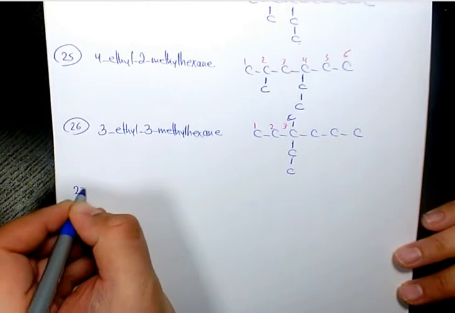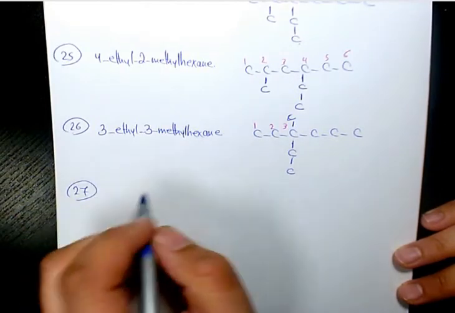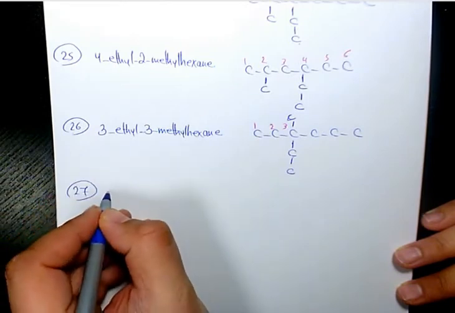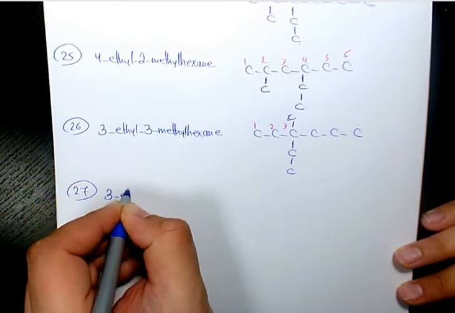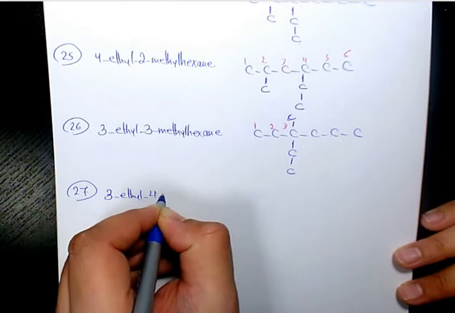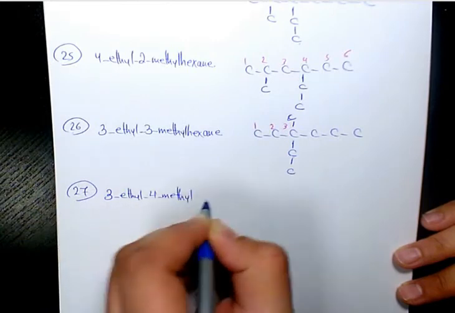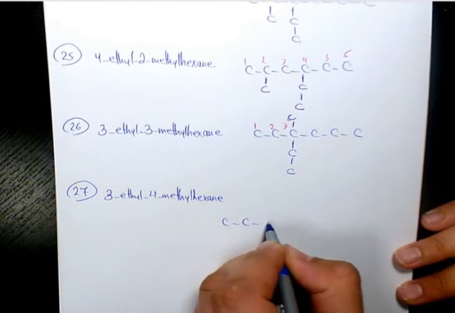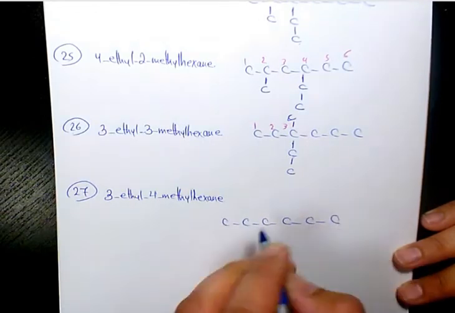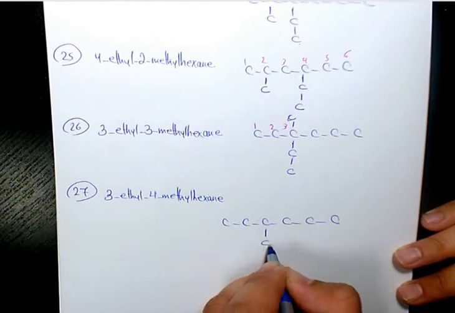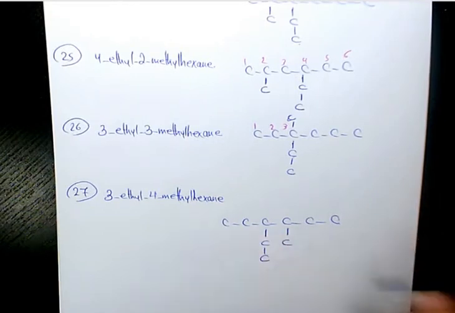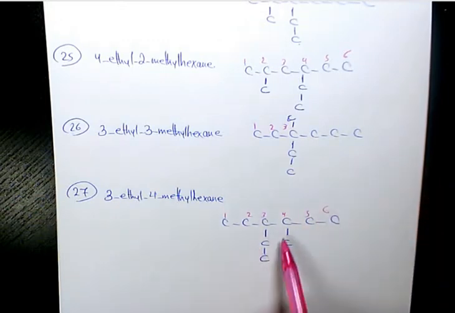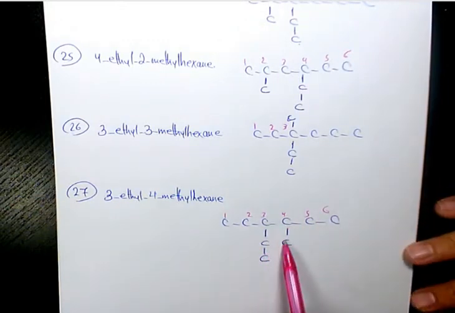Next one is going to be, we have the methyl here and the ethyl in here. So it's going to be 3 ethyl, 4 methyl hexane. 1, 2, 3, 4, 5, 6. Ethyl is going to be here. Methyl is going to be in here. 1, 2, 3, 4, 5, 6. So it's going to be 3 ethyl, 4 methyl.